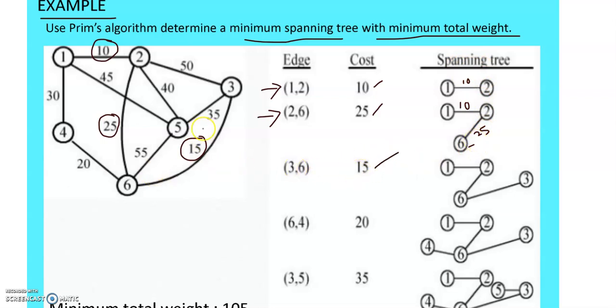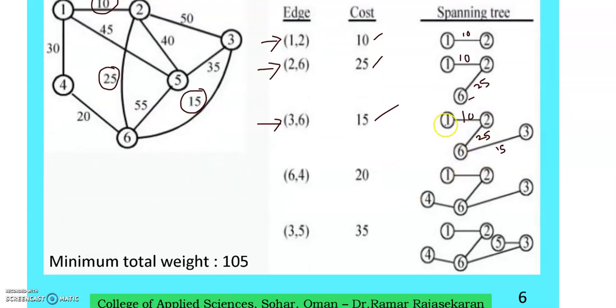This 15 is nothing but the edge written as 3, 6. So now you join this edge. From 6 you write 3. That 6, 3 or 3, 6 edge. So this is 15. You write the weight also. That is missed here. So you write the weight of the edge. Okay. Now already we have 1, 2, 6, 3. Now again apply the same procedure.